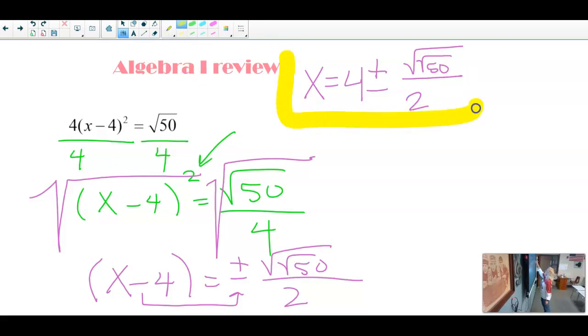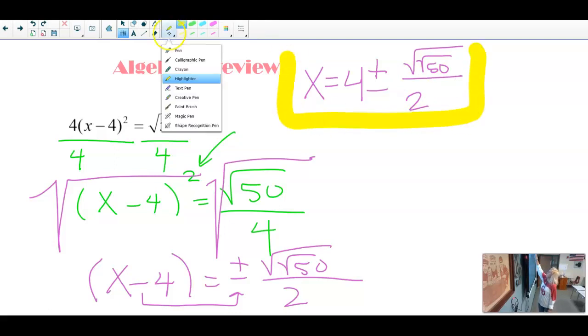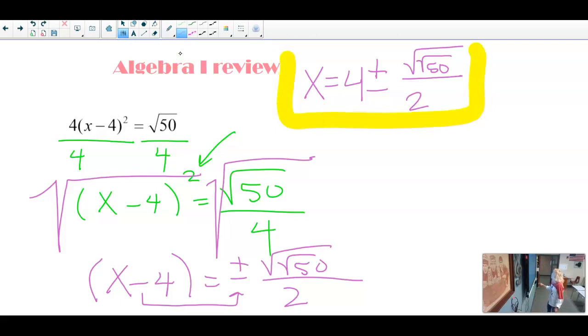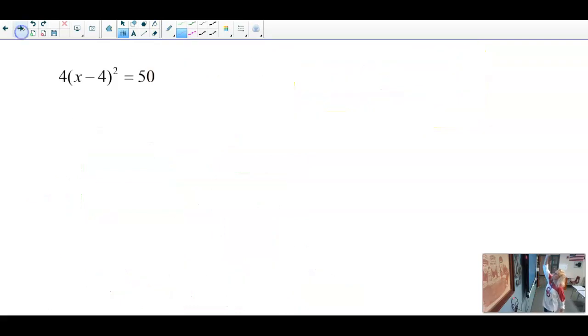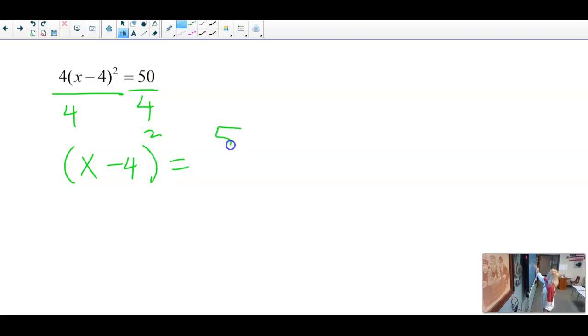Remember, this is an Algebra 1 review problem. We're just rooting both sides. Let's go ahead and take a look at the next one. This time we do not have a square root symbol, so our answer is going to be a little bit cleaner. Same kind of principle though. We got to divide by the a value. So it is going to be x minus 4 squared equals 50 over 4.